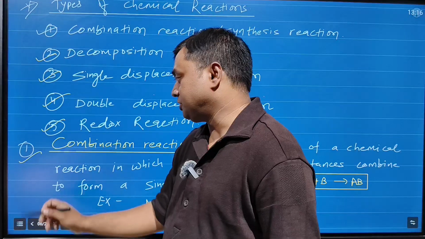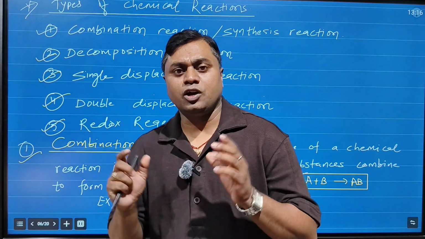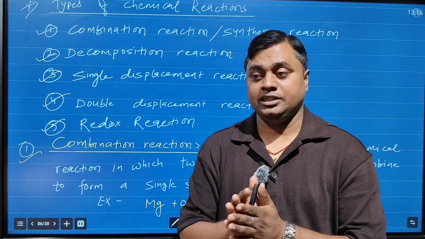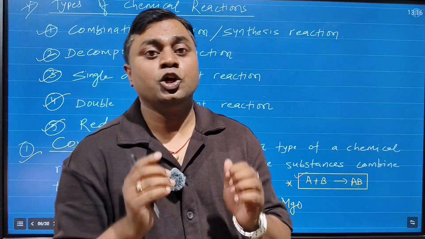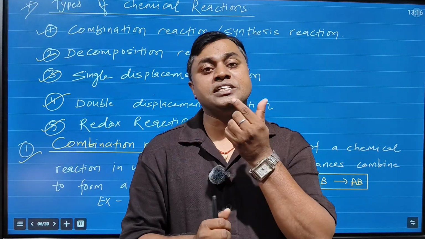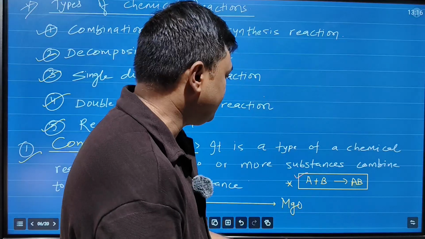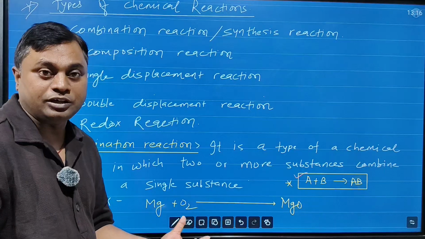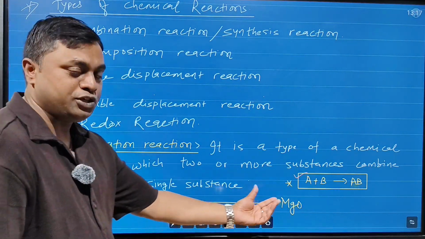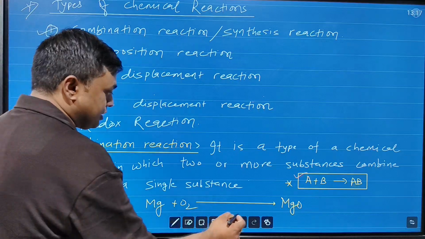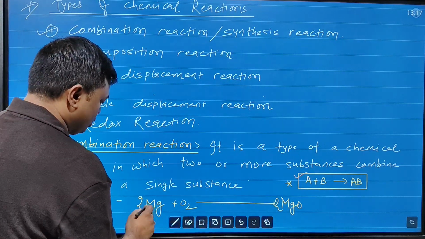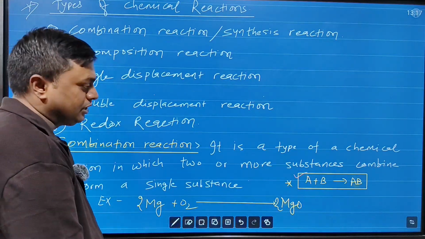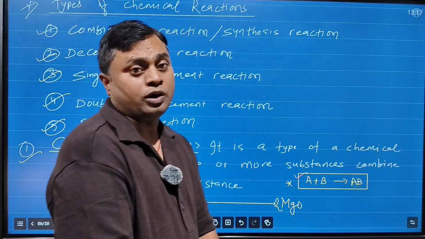First, we talk about combination reaction. When you hear the word combination, it means joining, yes or no? It is also called a synthesis reaction. It is a type of chemical reaction in which 2 or more substances combine to form a single substance. We can represent this as A plus B gives AB. For example, burning of magnesium: Mg plus O2 gives MgO. To balance, 2Mg plus O2 gives 2MgO. How many reactants? 2 reactants. How many products? 1 product. That's why it is called a combination reaction.